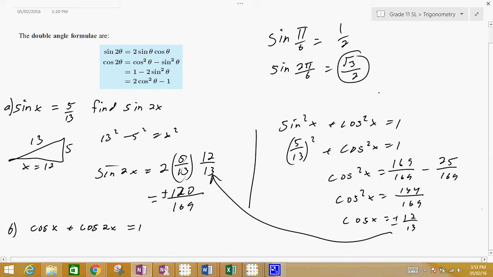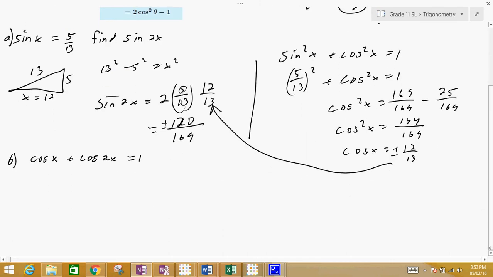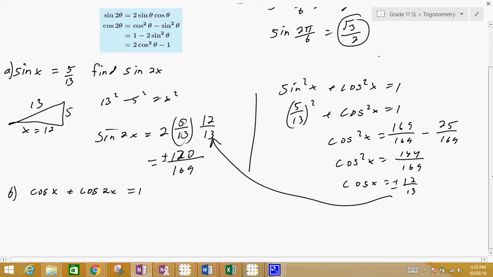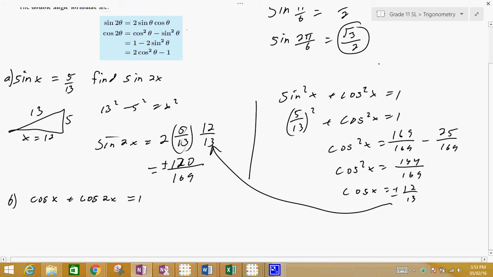Another type of question that could be asked is something like this, where cosine x plus cosine 2x is equal to 1, and it wants you to solve for x. So your options are, you could change cosine 2x to this, where you've got sines and cosines. I don't know how that would help. Or you could change it into this, but once again, your equation will have sines and cosines, so I don't know if that's useful. So let's try the third one.